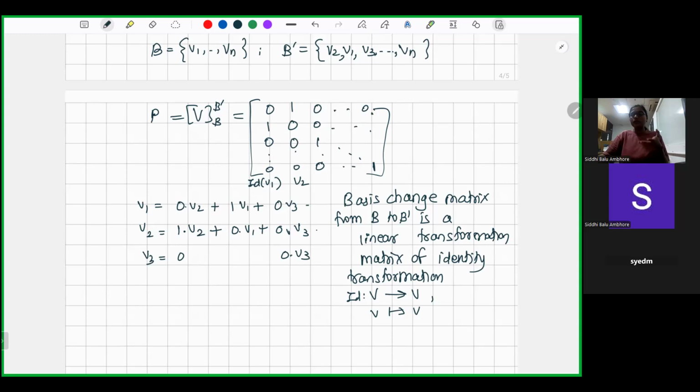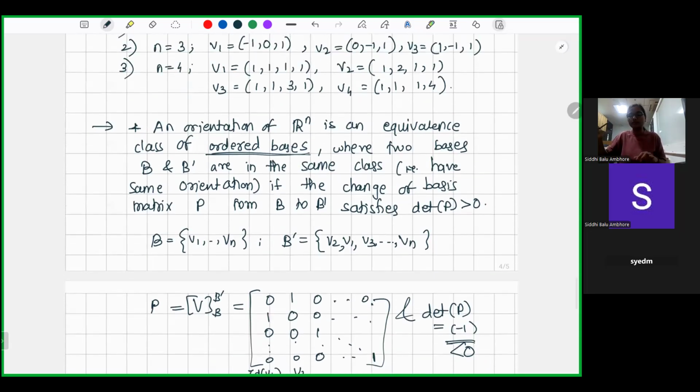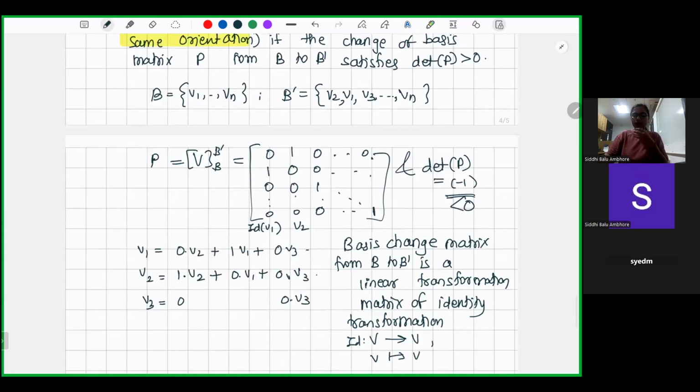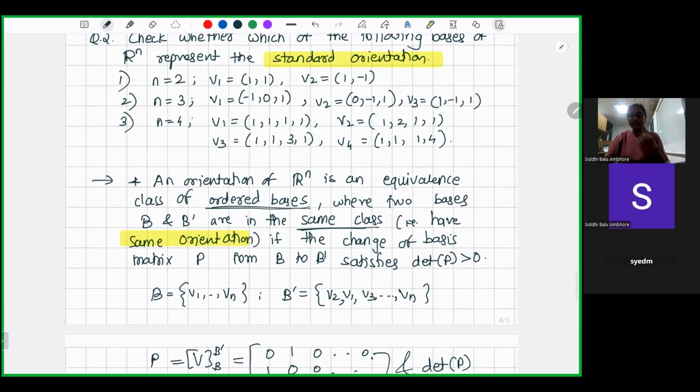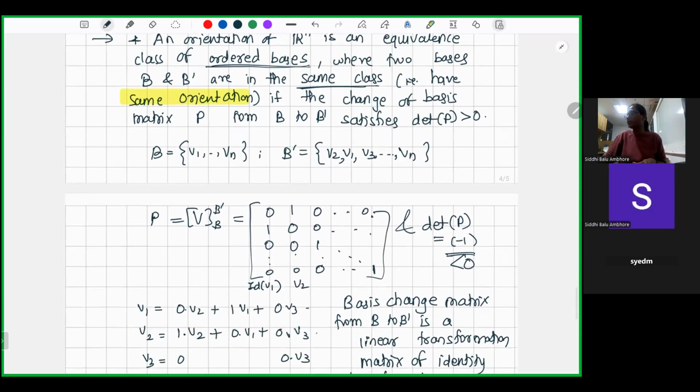And then the determinant of P is -1 here because we are just swapping two rows. Rows or two columns does not matter. So the determinant is -1, which is less than 0. So they do not have the same orientation. That's what we are saying. So I hope you understood what this basis orientation means and what is standard orientation.